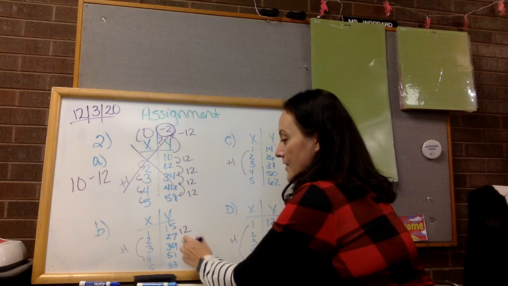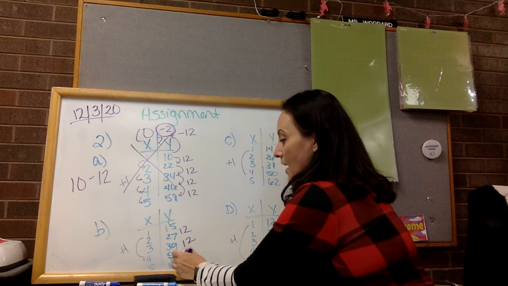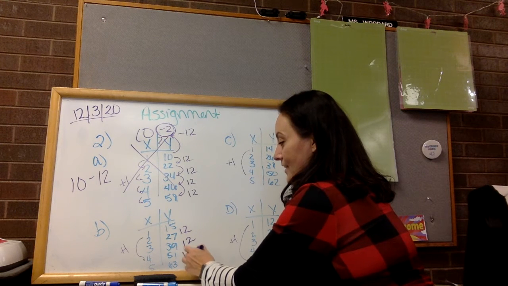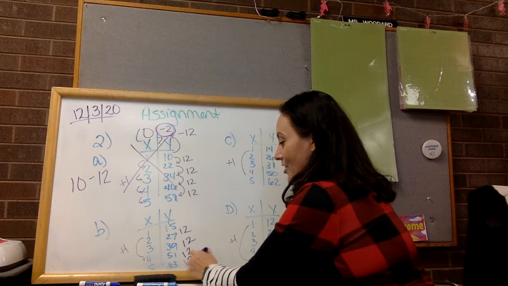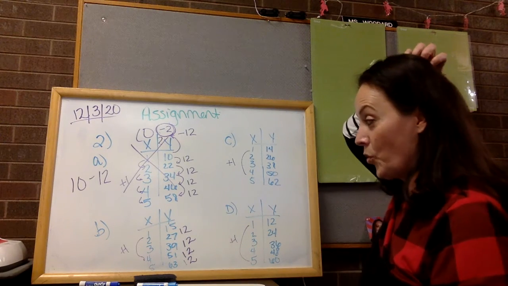27 to 39 is another 12. 39 to 51, it looks like that's another 12. And then I got another 12. So this is still just 12, 12, 12.